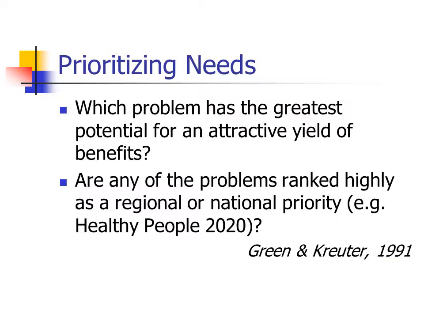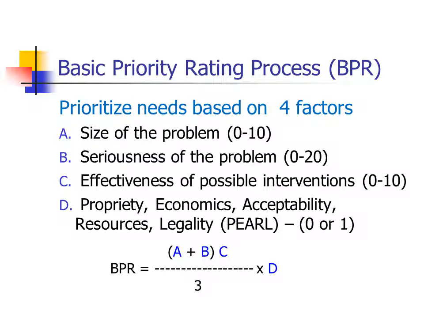All right, so here's this mathematical rating system. So, let's say our needs assessment comes up with 8 needs in the community. Okay, we can't realistically address all of those things. So we've got to have some way of prioritizing those. And so, here's a mathematical formula that incorporates a number of different factors, A, B, C, and D.